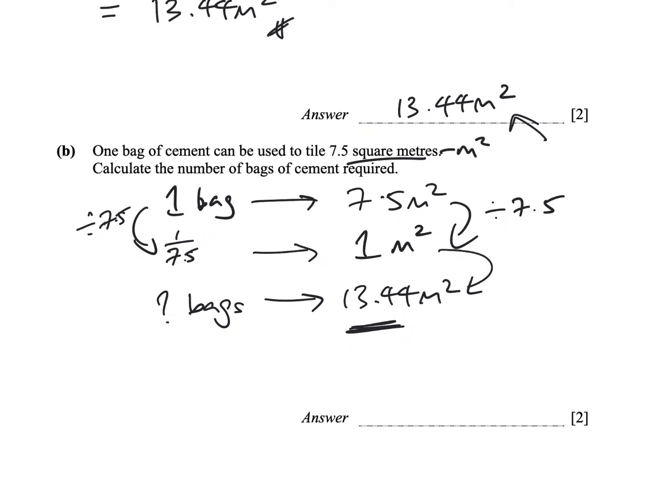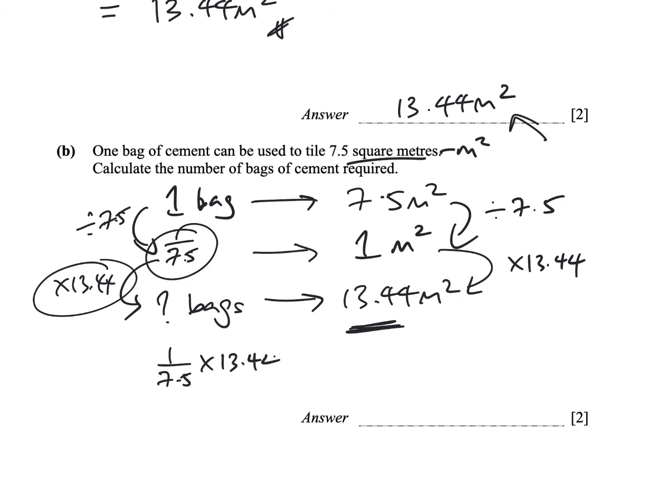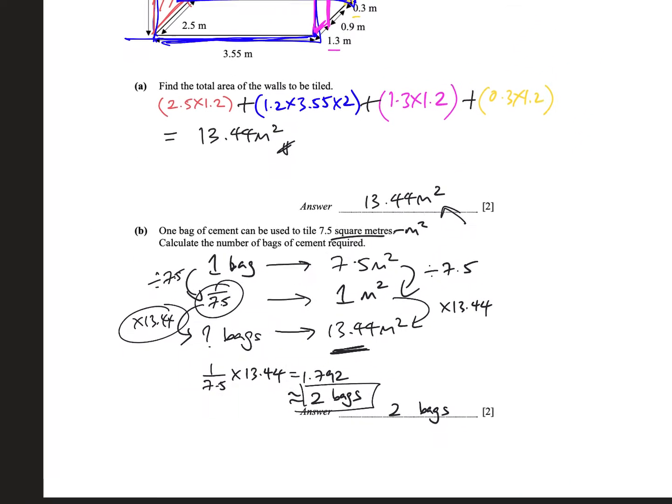From 1, I multiply by 13.44. So from here, I multiply by 13.44. Really the number of bags is 1.75 from here, and then I multiply it by 13.44, and that gives me 1.792 bags. Of course, I want to round up to give me 2 bags, because if I round to 1 bag, I still have 0.792 that I still need. So I round up, so I have 2 bags. I'll have a bit left over, but that's okay. It allows me to clear the whole area of all the walls. So there we go, part A and part B.